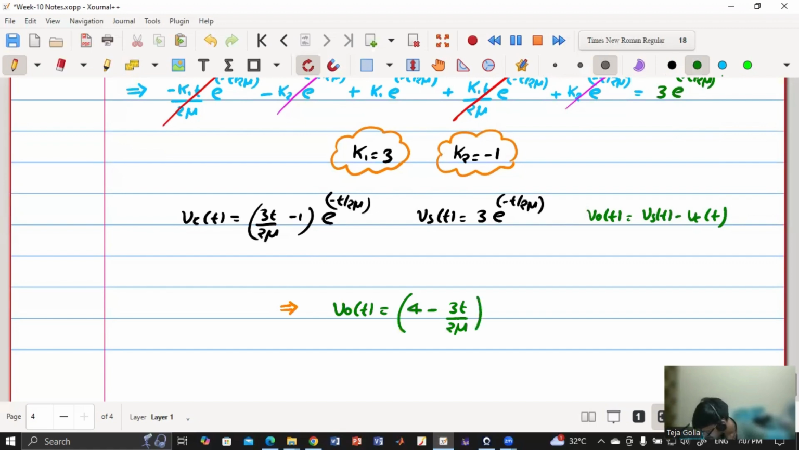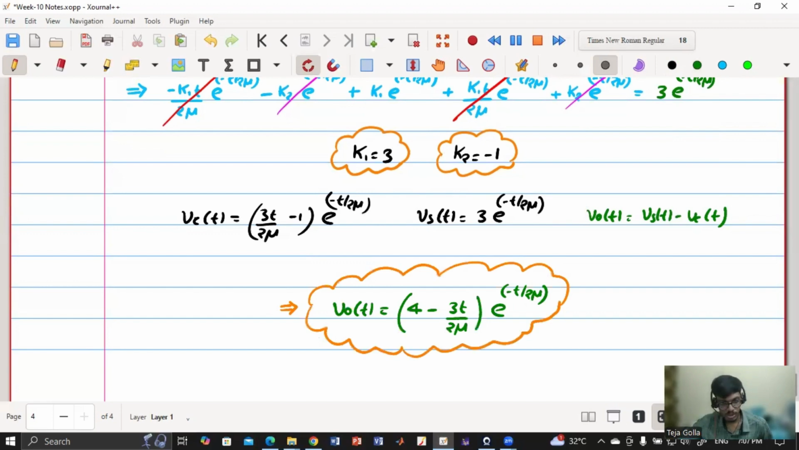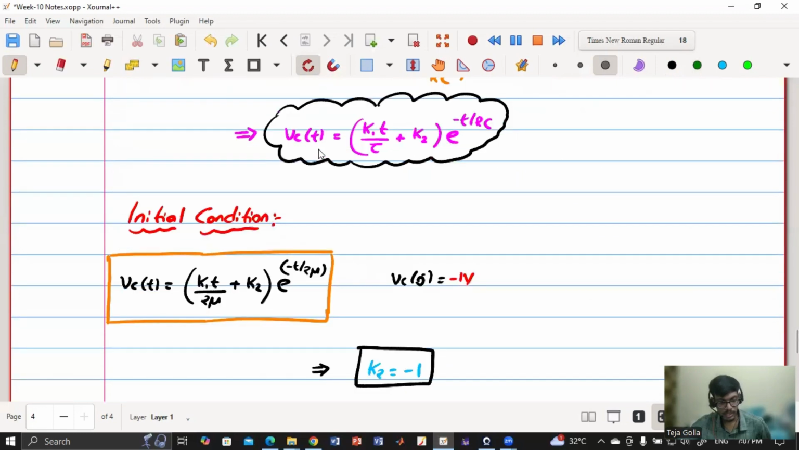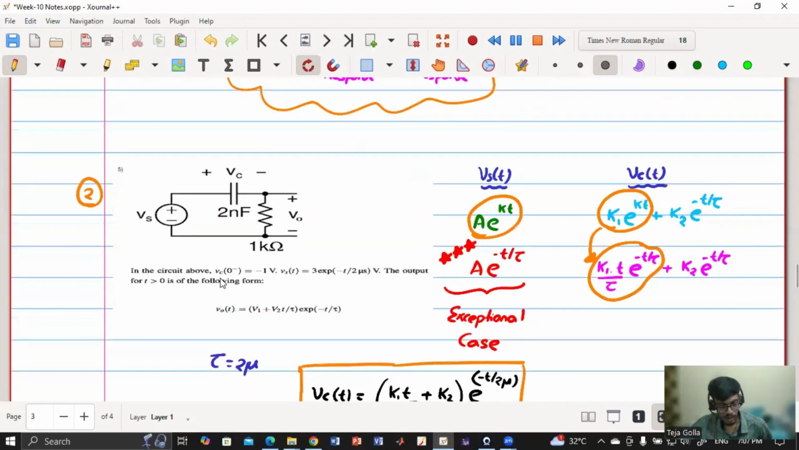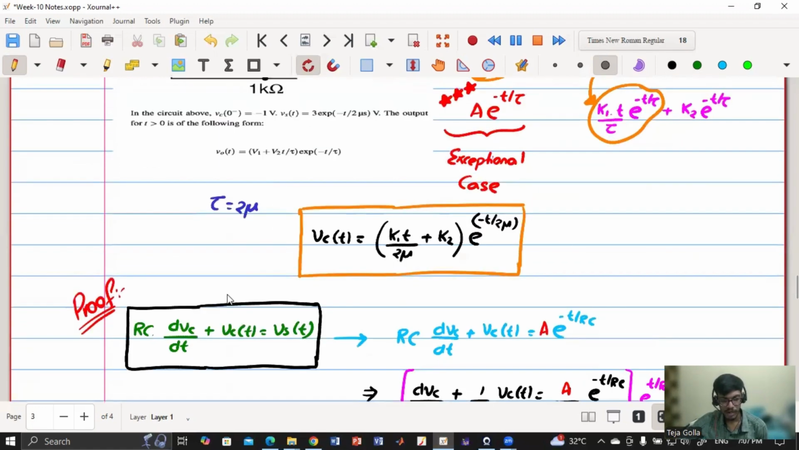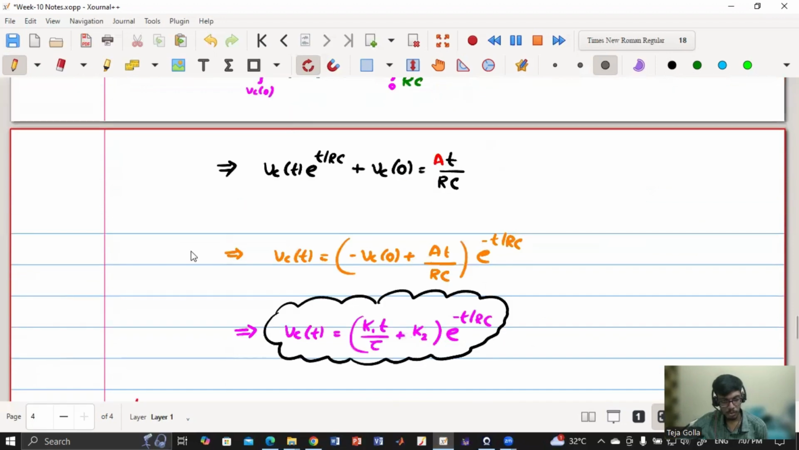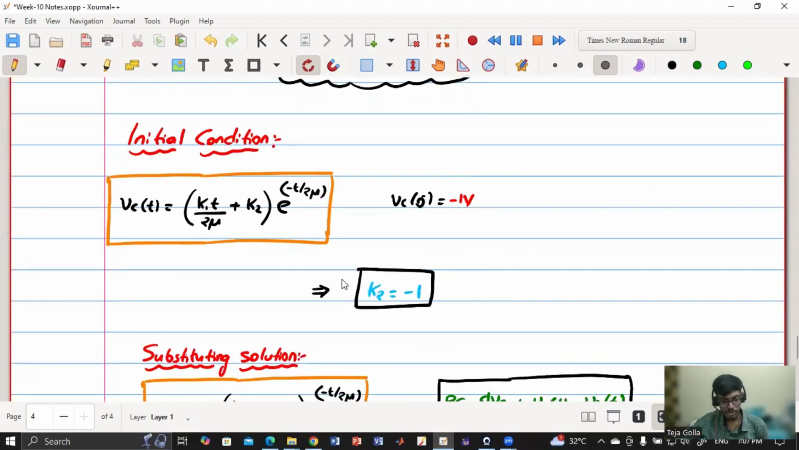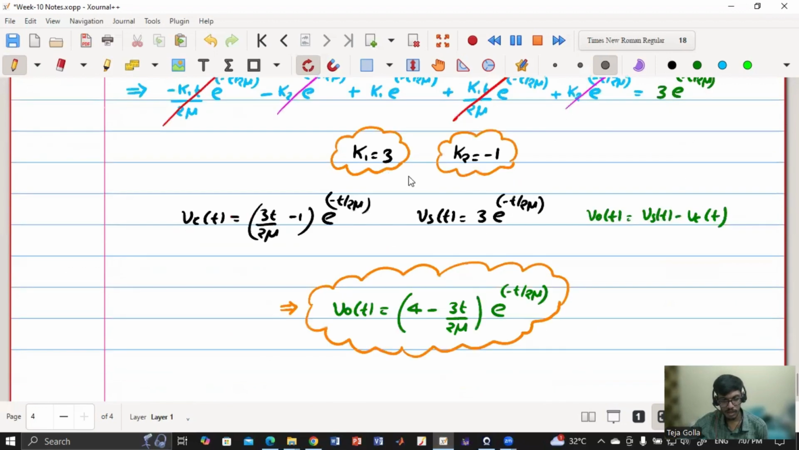So this is the overall expression that I am going to get. So this is the V naught of t. So the process remains same, and we are also not thinking about the solution. The solution is also given. If you see these problems, they have already given the solution. So first you have to write it in terms of VC of t. So the generalized solution remains same, only for calculating K1 and K2. This is the proof. So initial condition and substituting the solution will give you both the equations, both the constants.